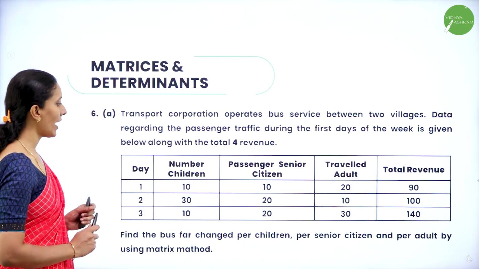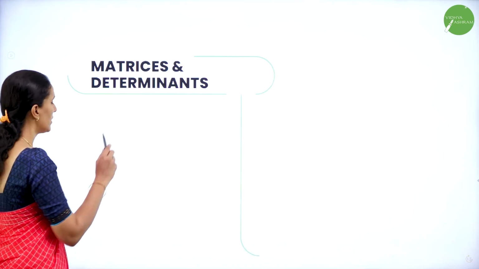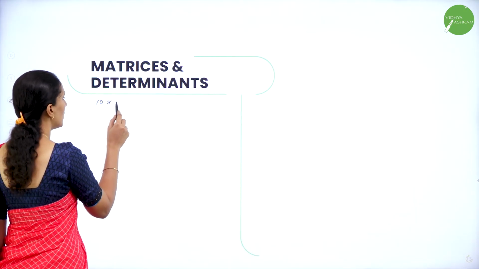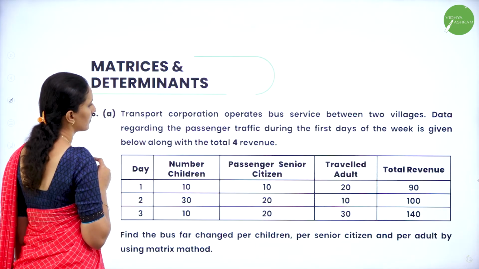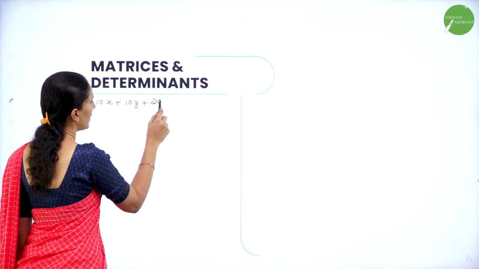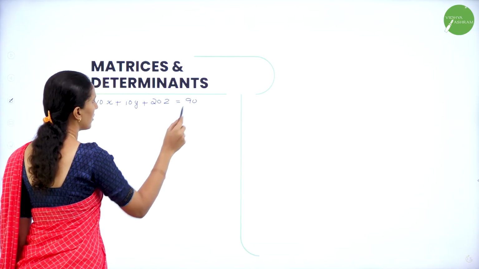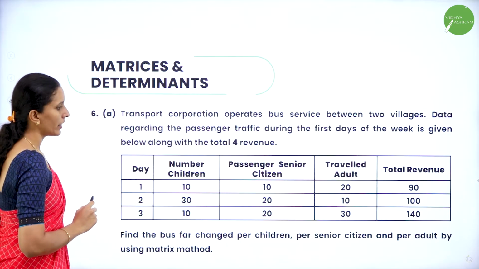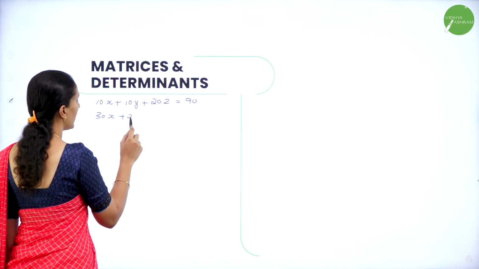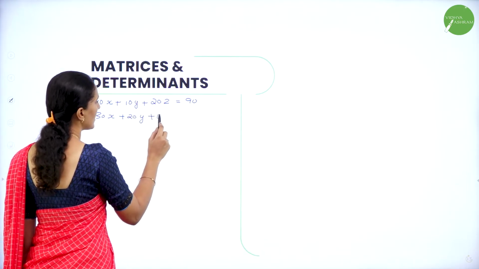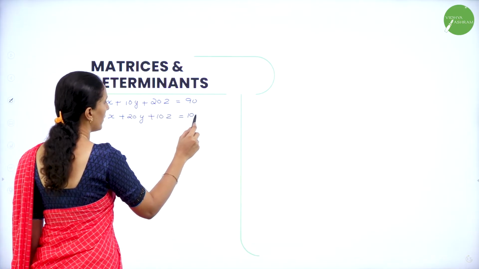For the first one we have 10, 10, 20, 90. So it becomes 10x plus 10y plus 20z is equal to 90. Next we have 30, 20, 10, 100. So 30x plus 20y plus 10z is equal to 100.